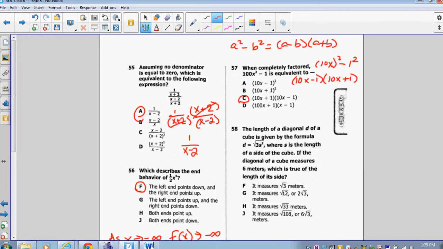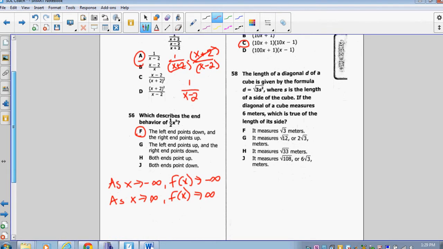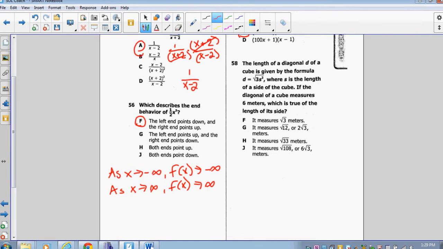Okay, in 58, the length of the diagonal D of a cube is given by this formula where S is the length of the side of the cube. The diagonal of the cube measures 6 meters, so that tells us that D is 6, and we're going to try to find the length of the side. So I'm going to substitute 6 for D. 6 is equal to the square root of 3s squared. I'm going to square both sides next to get rid of my square root. So I get 36 equals 3s squared, then divide by 3. So 12 equals s squared.